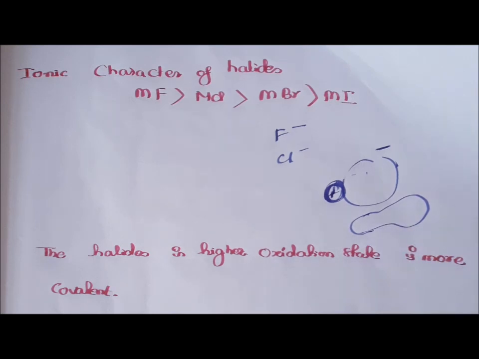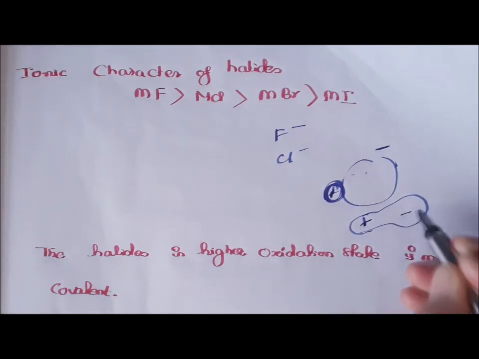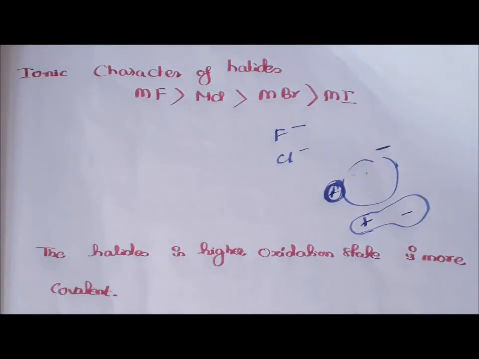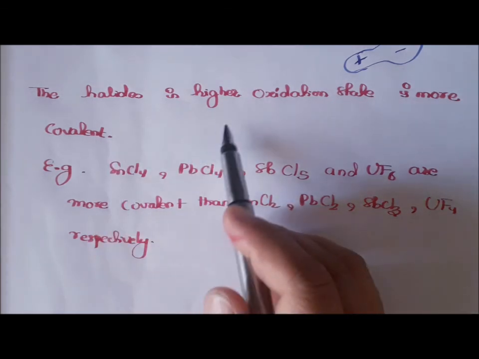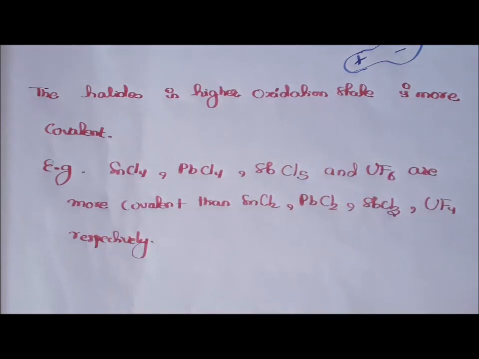So what does it mean? More covalent means less ionic. And the ionic character of halides goes on decreasing down the group. Why? Because of the increase in the polarizing effect of the anion, because of its increase in size. And again, a halide in higher oxidation state is more covalent, because of the same reason.